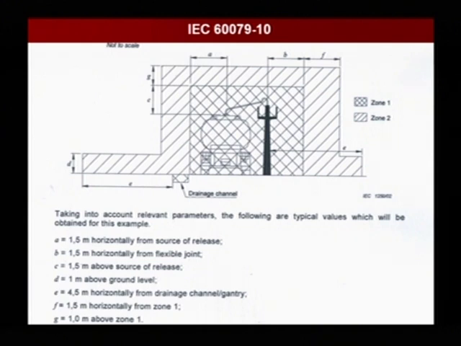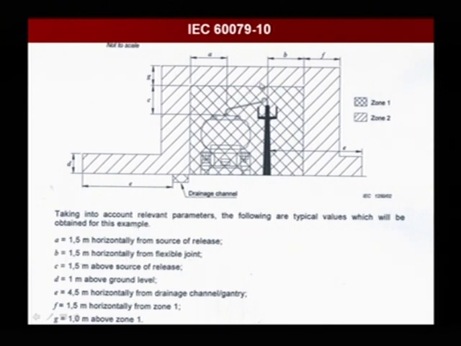And then here's an IEC cargo load, like a gasoline truck or something like that, and they're actually going to fill this area right here. Here you have a drainage channel, which would be a zone 1 area. All this area right here, above that, all the way to here and over here, would be a zone 2 area, and this area right here would be a zone 1 area. This A dimension, from here to here, would be 1.5 meters horizontal from source of release.